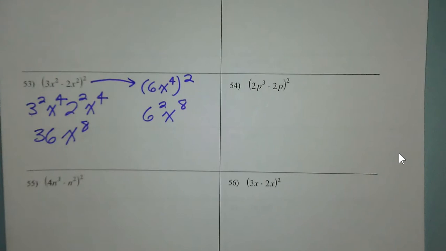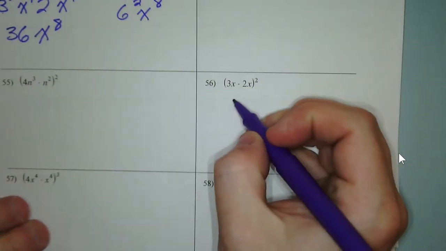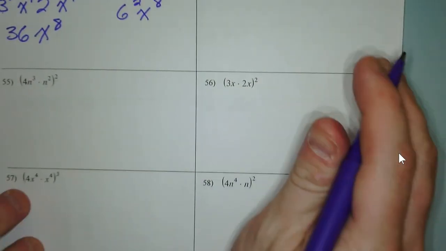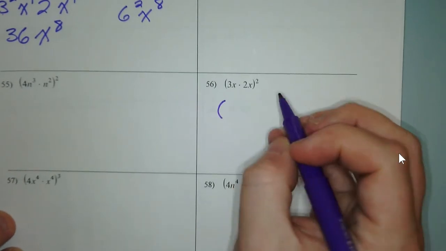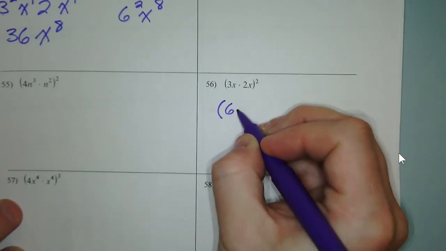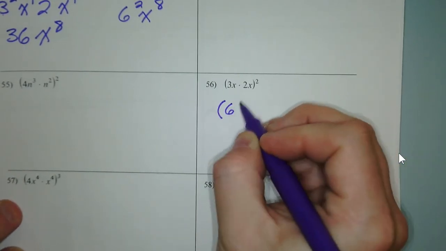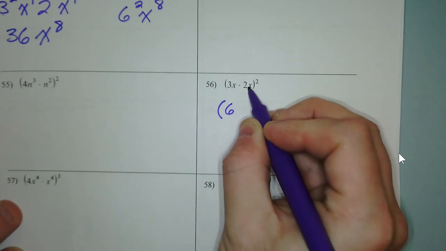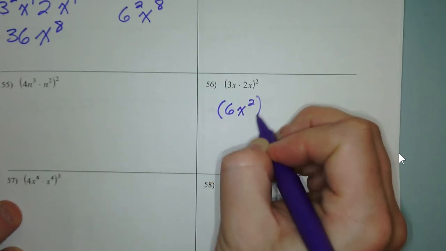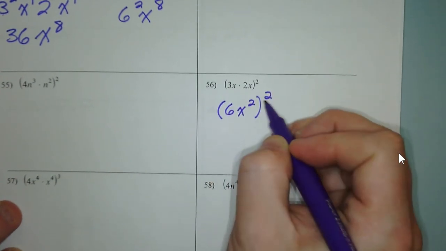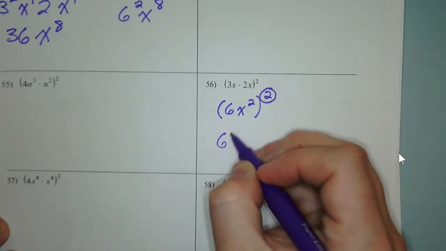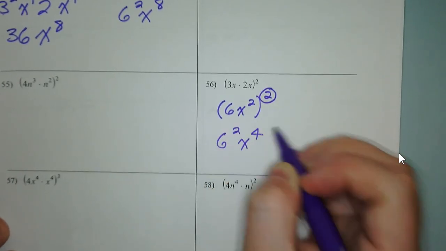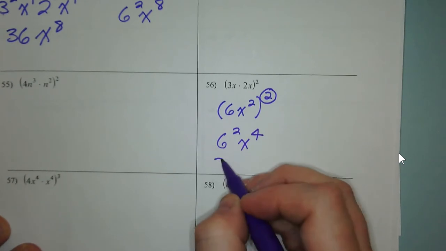So maybe I'll do one more my way, so you could choose Lucas's way or my way. They're both correct. In number 56, I would choose to do 3 times 2 is 6. X times x is x squared. Now I'm going to apply this power of 2. So 6 squared x to the 4th. And if you want to say, oh gosh.